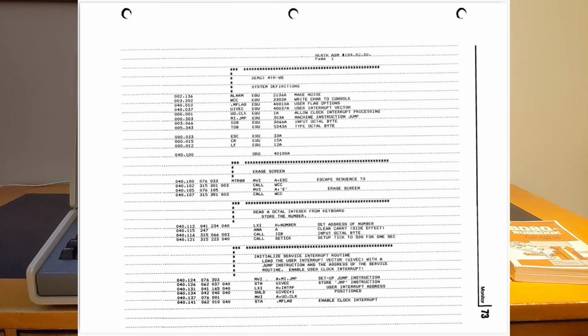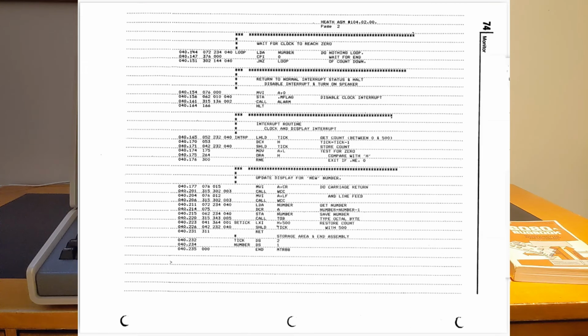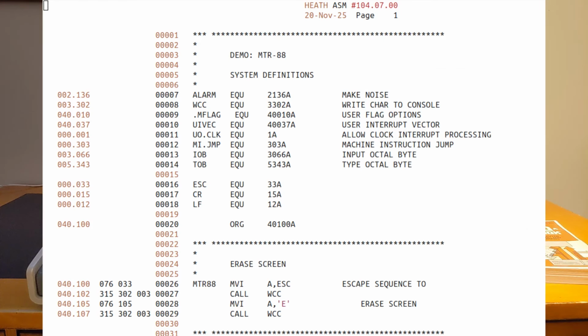Here's an example of the Heath published listing for a small demo program that was published in the Heath manuals. And here's the assembler output I got from the native Heath assembler under HDOS.